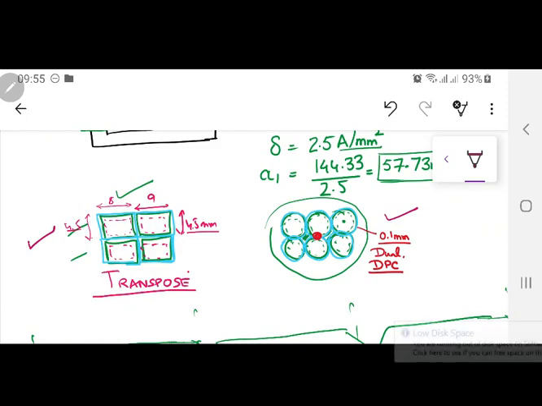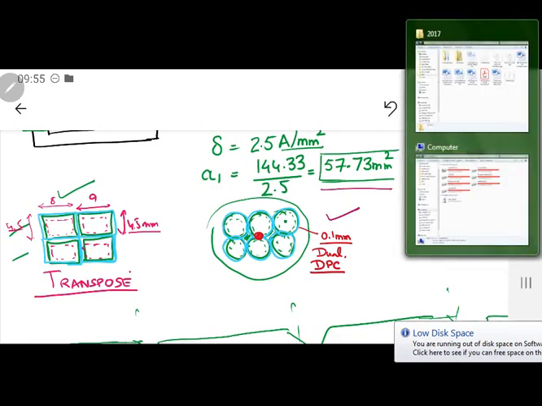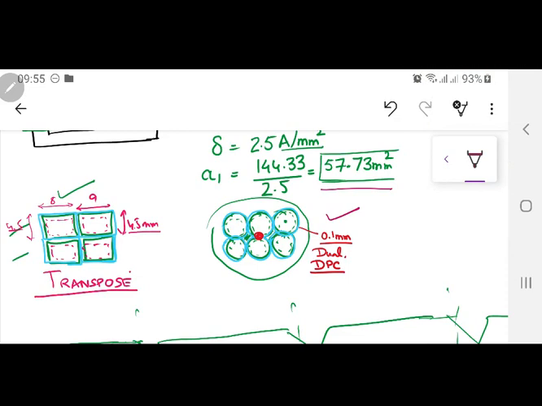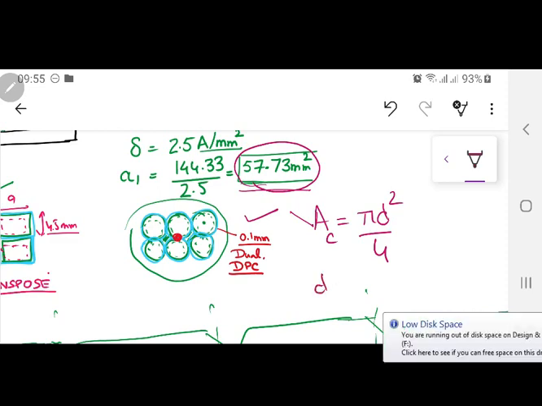Now, since you know the area was 57.73 mm square, you need to find out first that the area of the conductor A is equal to pi d square by 4. We already know this formula. This is for the conductor area I am talking about. Just plug in 57.73 here and give me the value of D. What is the D value? D here would be equal to the square root of 4 into AC divided by pi.